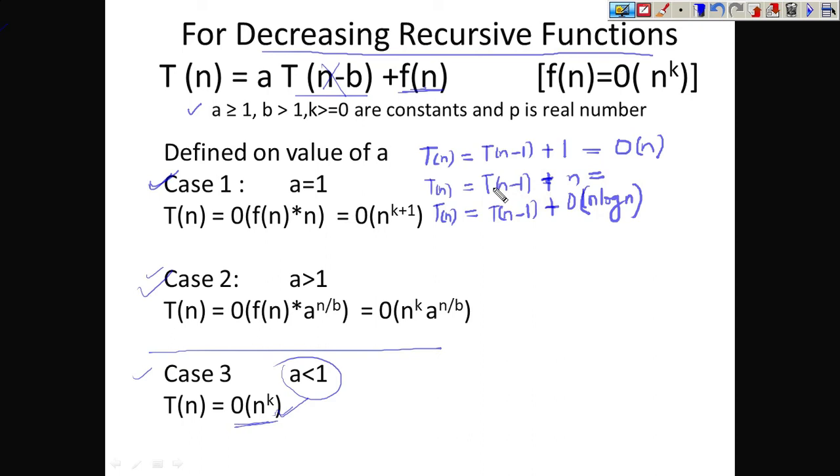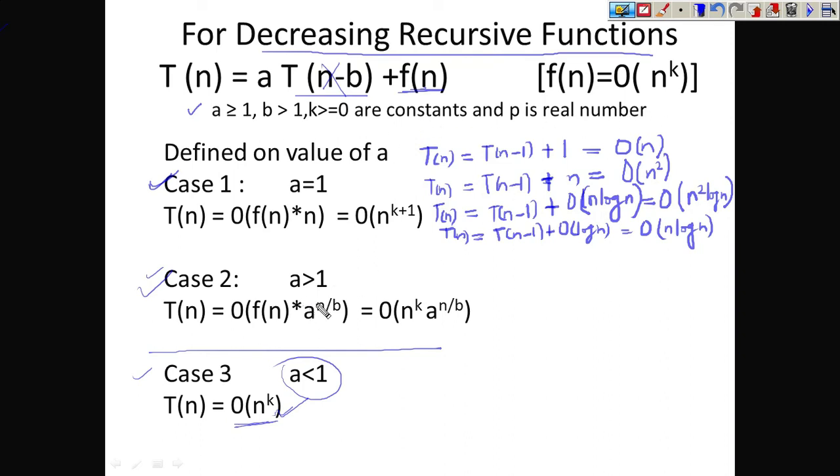When you have this scenario, again the value of a equals 1 and this is the function. So simply multiply by n, so you get big O of n squared. Similarly, you get here big O of n squared log n. If it is T(n) equals T(n-1) plus big O of log n, then it becomes big O of n log n. So these are the standard results when we have a equals 1 and the function is defined like this.